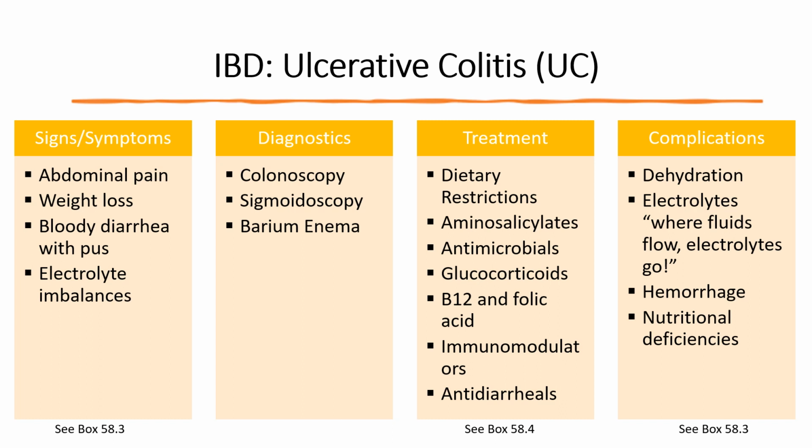Common symptoms are weight loss, abdominal pain, chronic bloody diarrhea with pus due to ulceration, and electrolyte imbalances related to the diarrhea. Diagnostics and treatment are similar to Crohn's, so please review those. Complications are dehydration, hypotension, low electrolytes, because where fluids flow, electrolytes go, hemorrhage, and nutritional deficiencies.